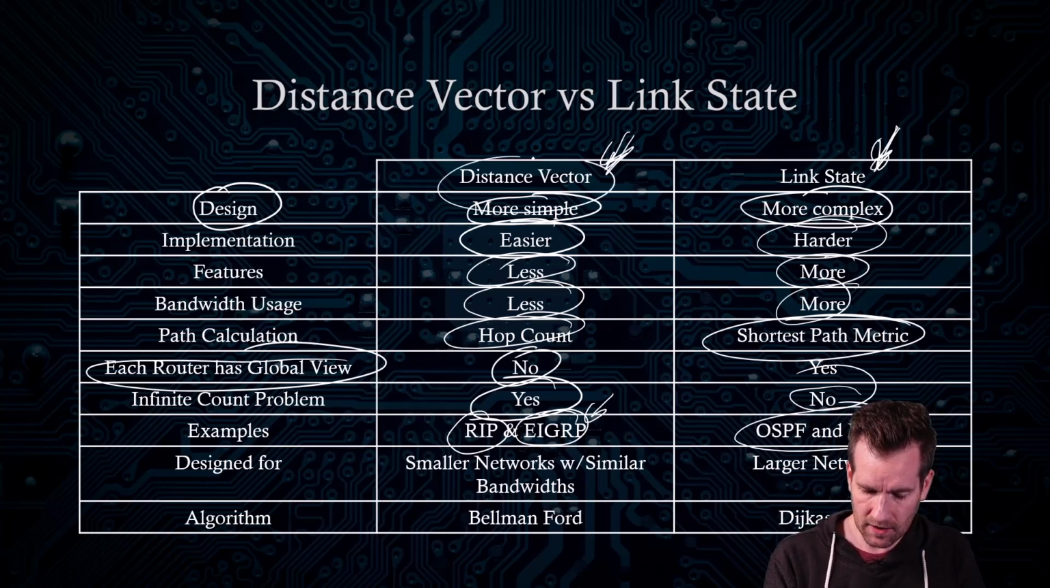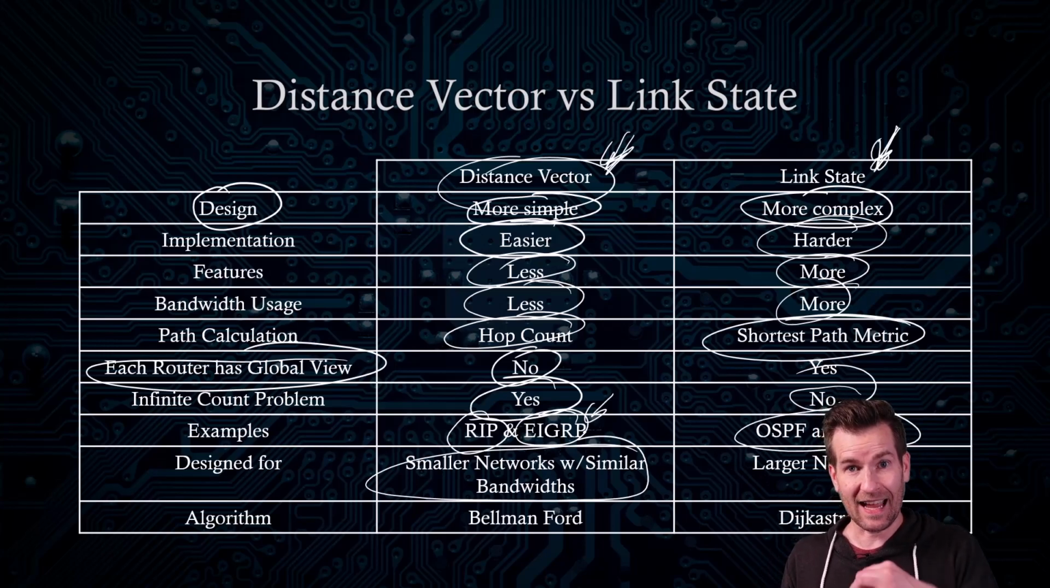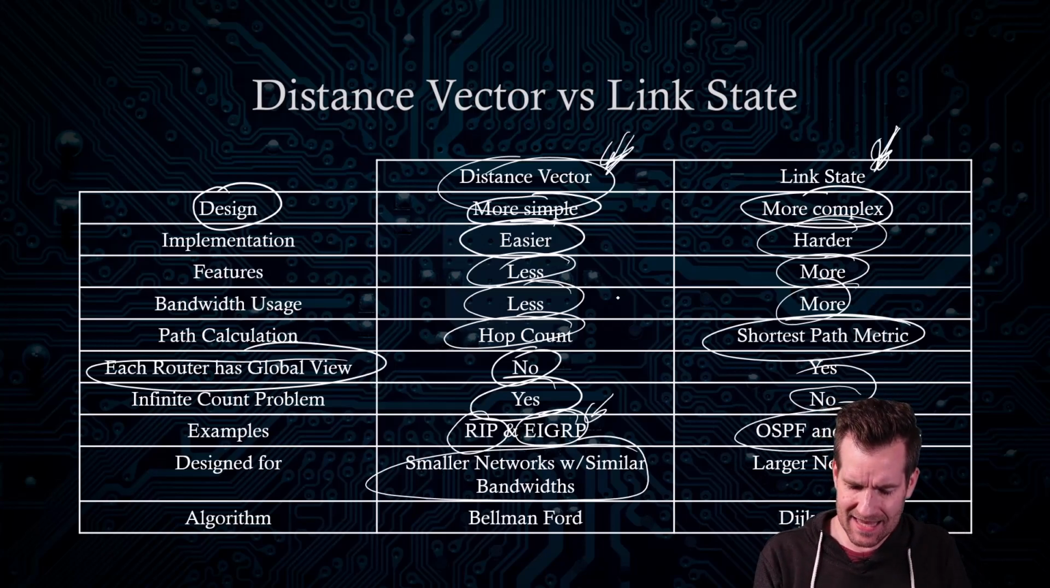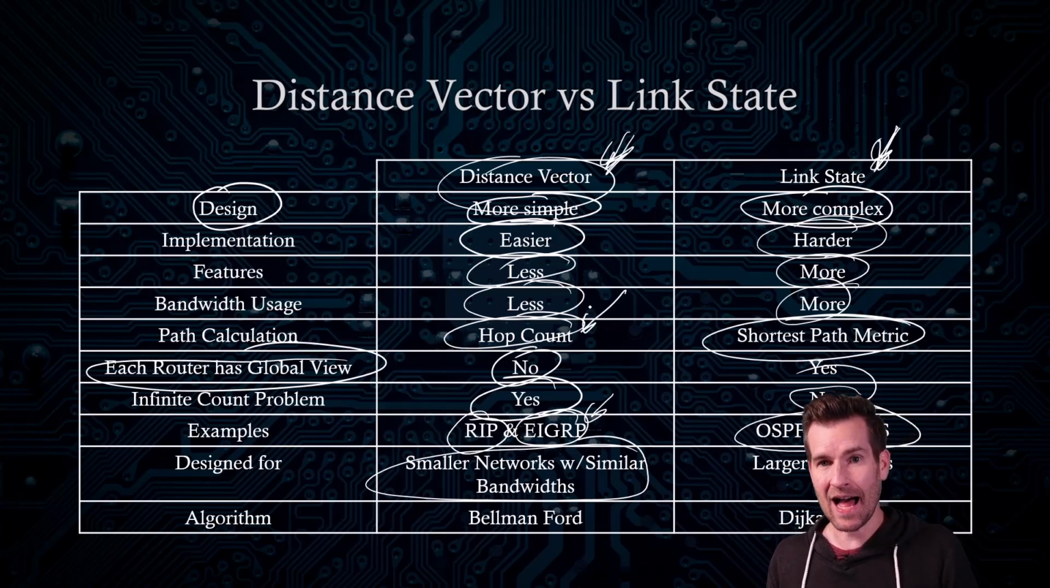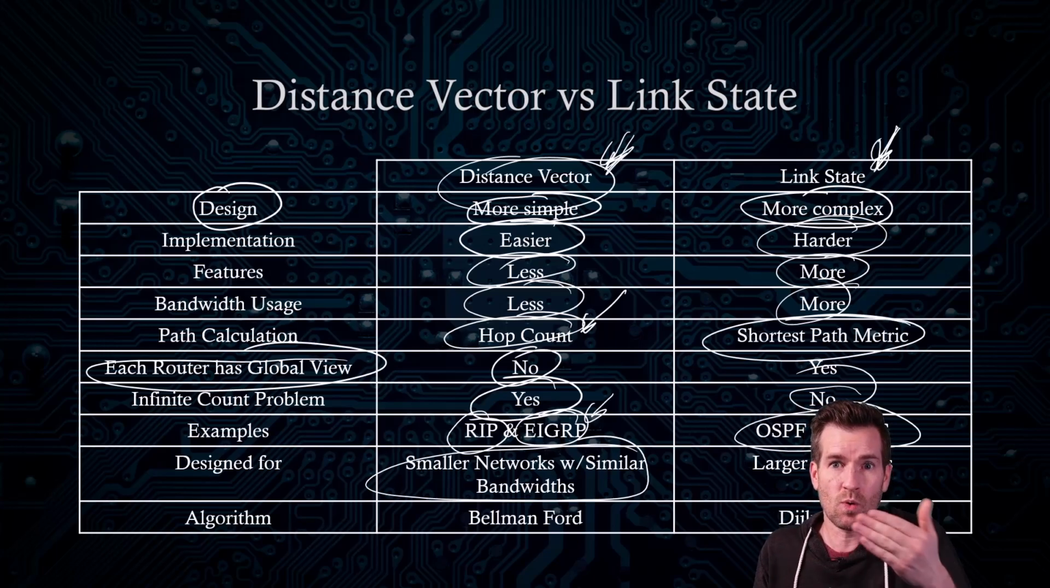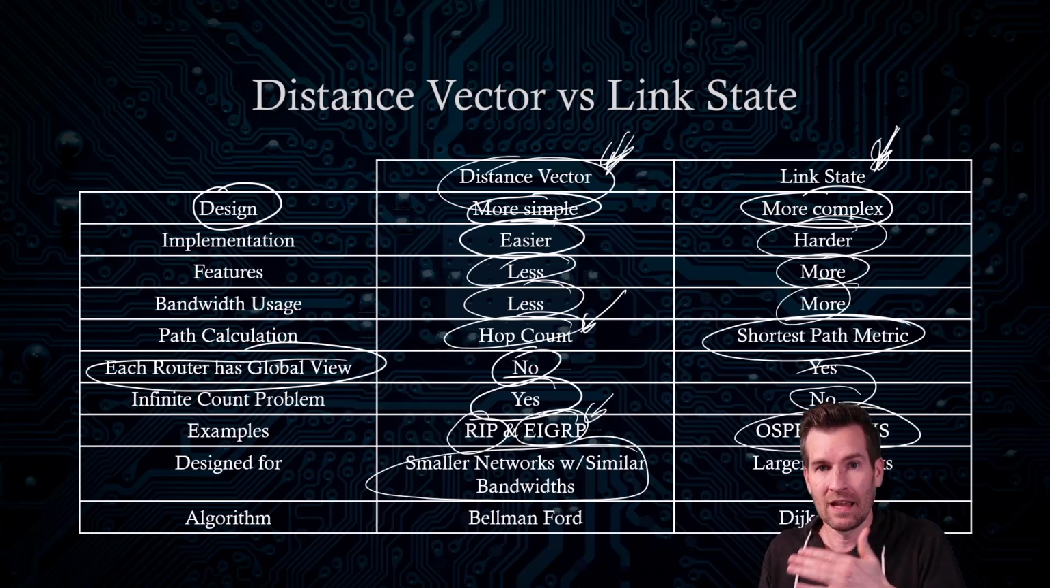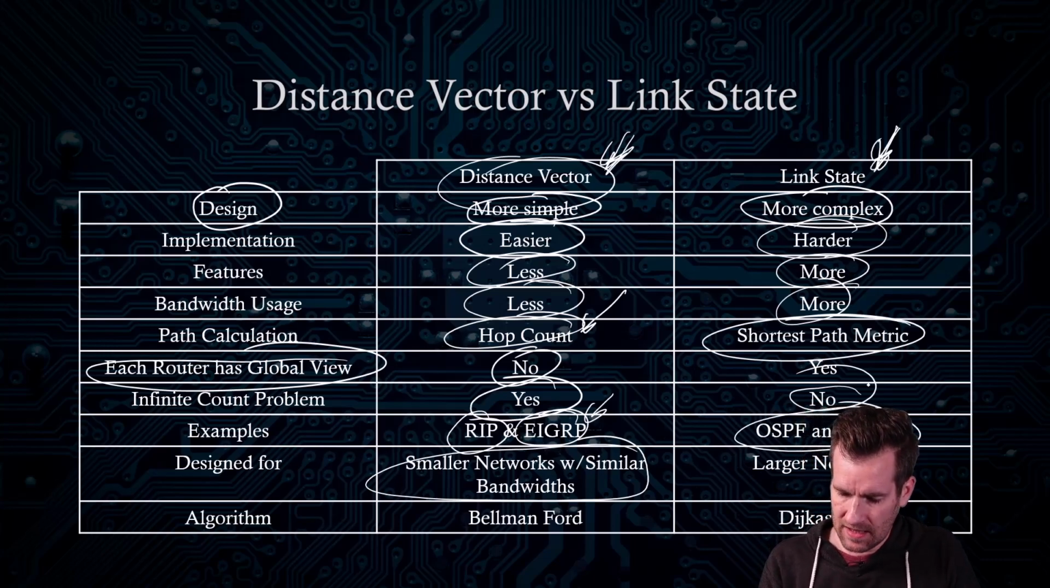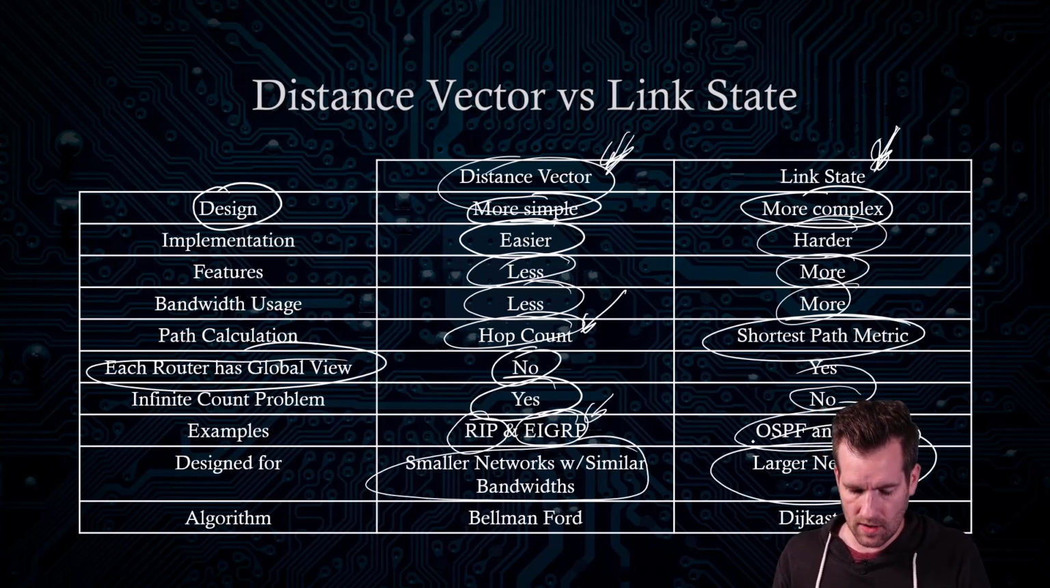Distance vector is designed for smaller networks and networks that have similar bandwidth. Because the metric is hop count, all your links need to be similar. Otherwise, it can't take into account the bandwidth between two different links. Versus the link state can, and it's built for larger networks with dissimilar bandwidths.